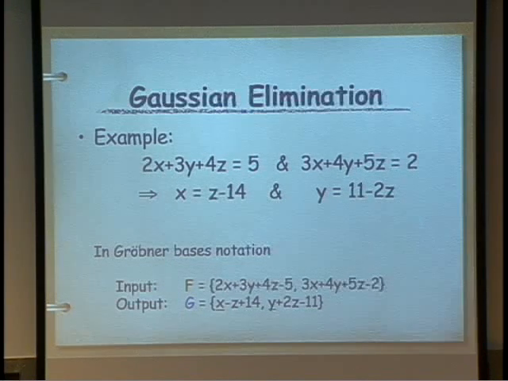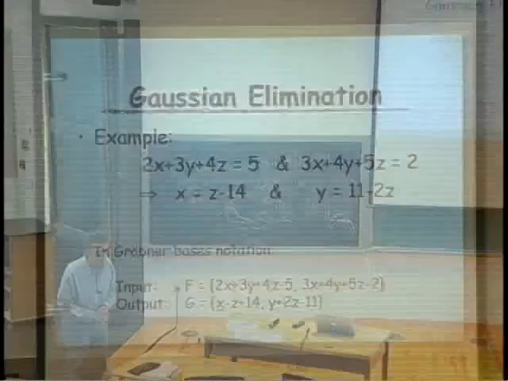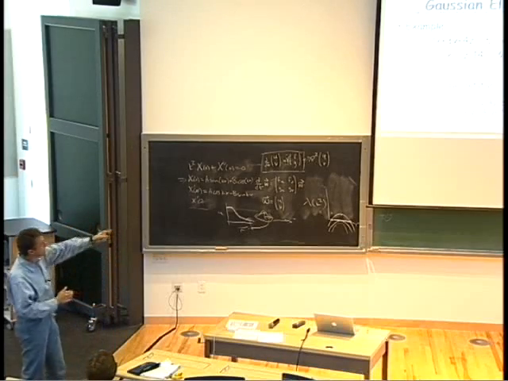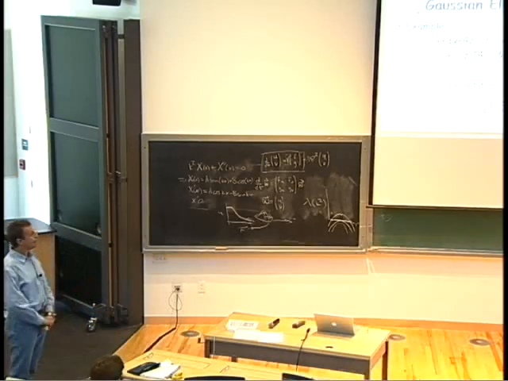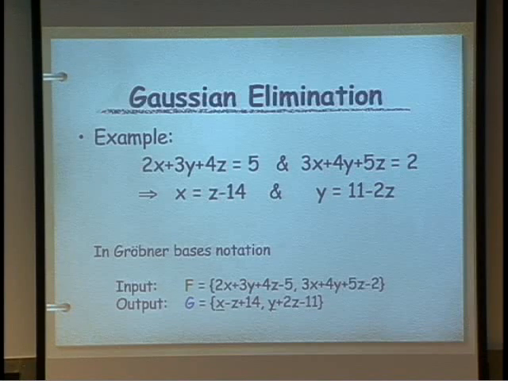And here's sort of in Gröbner bases notation, right? So brown f is a system of polynomials. I just take this right-hand side, the equal 5, as a minus 5.